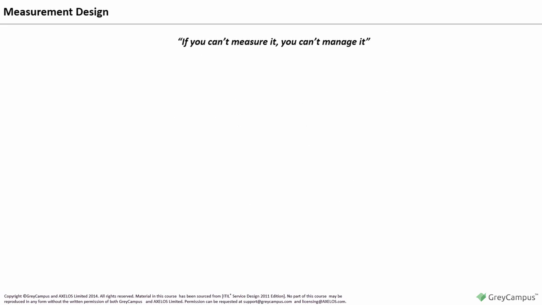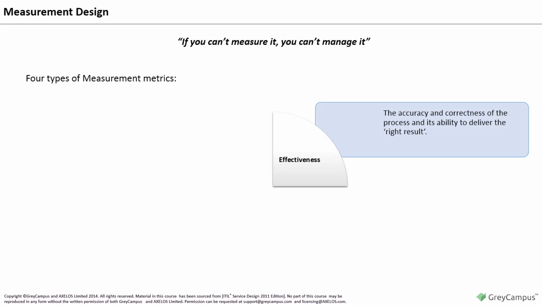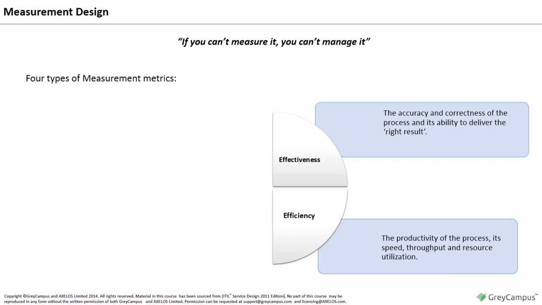Measurement design. There is a famous saying, if you can't measure it, you can't manage it. In order to manage or control something, you must have the right measurements in place, and one of the aspects of service design is to design measurement metrics for the services. There are 4 types of measurement metrics. Effectiveness. It is measured as the accuracy and correctness of the process and its ability to deliver the right result. For example, CSAT. Efficiency. The productivity of the process, its speed, throughput, and resource utilization. For example, average handling time, AHT, of support teams.